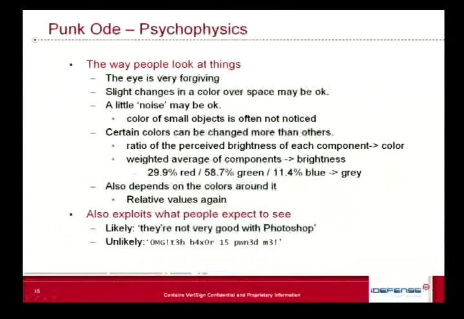Go a little deeper. The eye is pretty forgiving. You can make little mistakes in a picture and they're not that noticeable. For example, if you have some pixels that are off color but they're really small, that's less likely to be noticed.